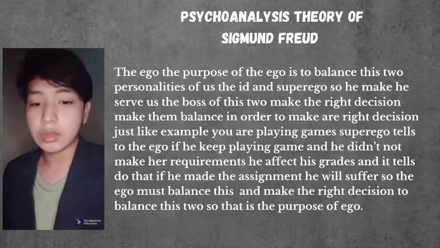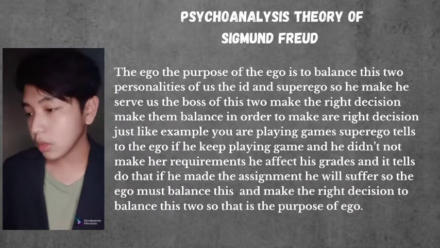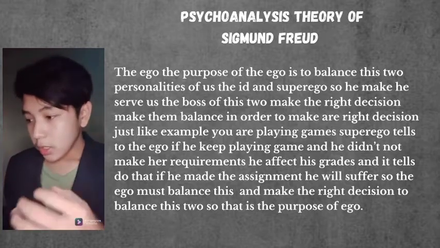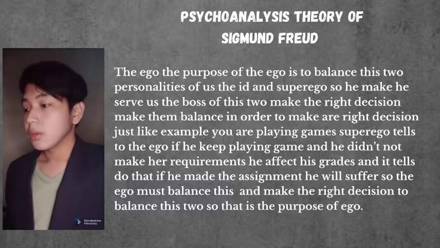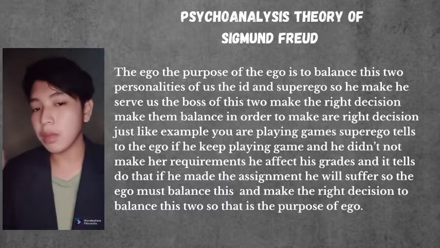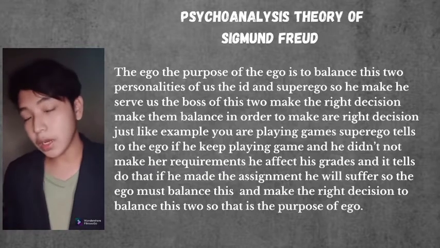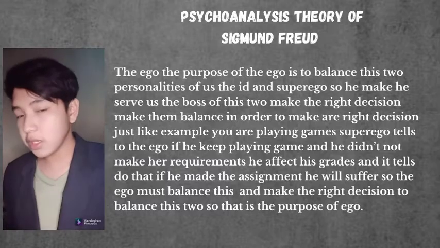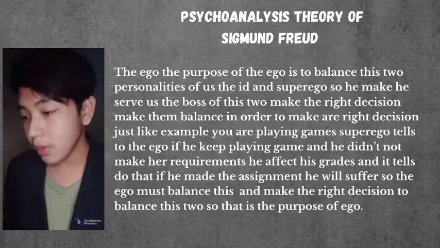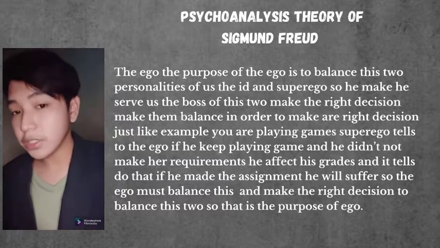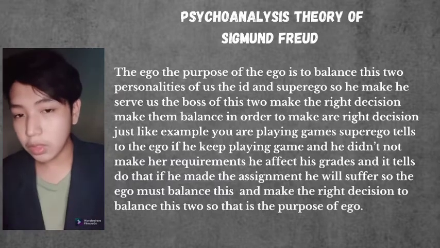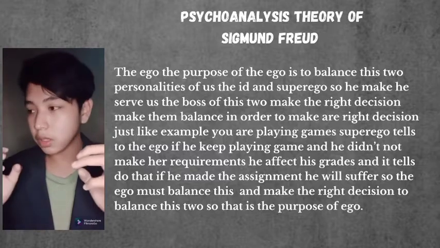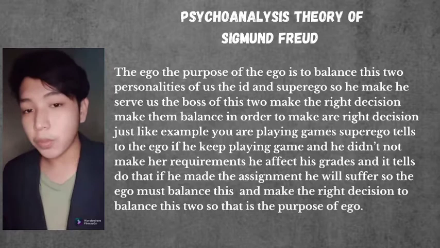Now we're moving on to the ego. The purpose of the ego is to balance these two personalities of ours, the id and the superego. It serves as the boss of these two and makes the right decision by balancing them. For example, if you are playing games, the superego tells the ego that if he keeps playing games and does not finish his requirements, it will affect his grade. The id tells the ego that if he does the assignment, he will suffer. So the ego must balance these two and make the right decision. That is the purpose of the ego.